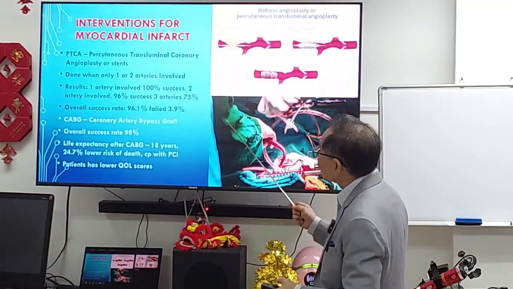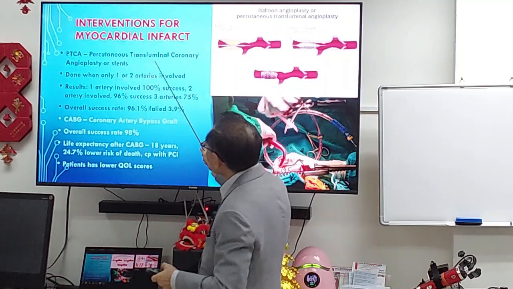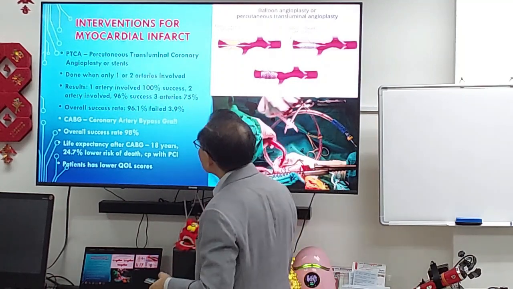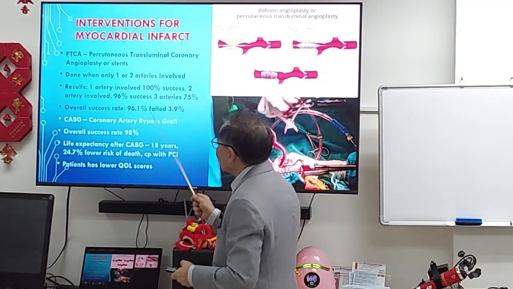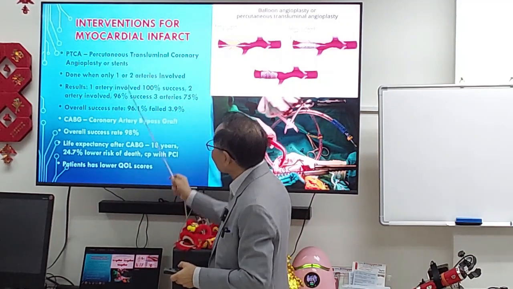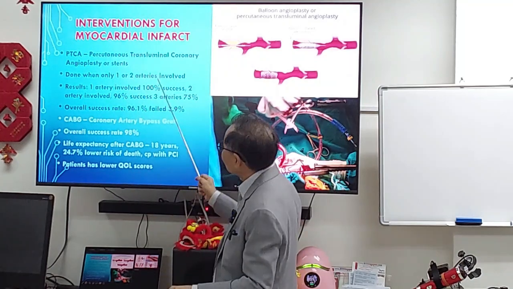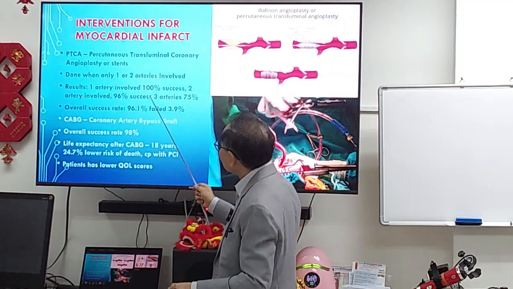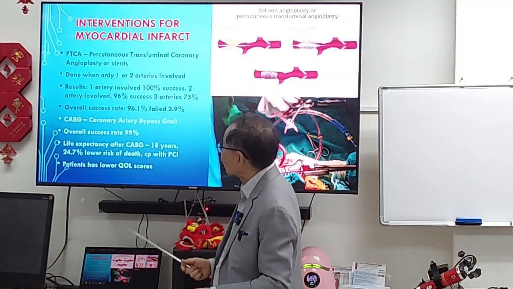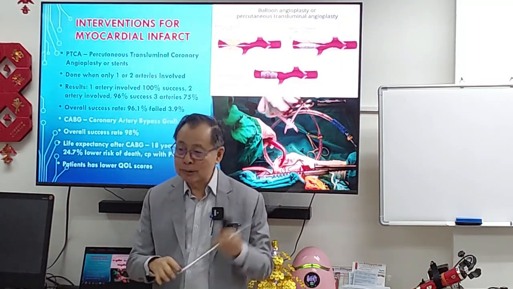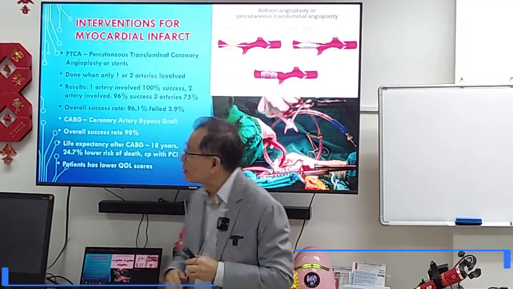So the intervention, PTCA, which is angioplasty or stents, that's what we do. We only do stenting if only 1 or 2 arteries are involved. If 1 artery is involved, you have a 100% success rate. 2 arteries involved, less. When 3 arteries, 75%. So the fewer arteries there are, we do stent. Stent is not so invasive.